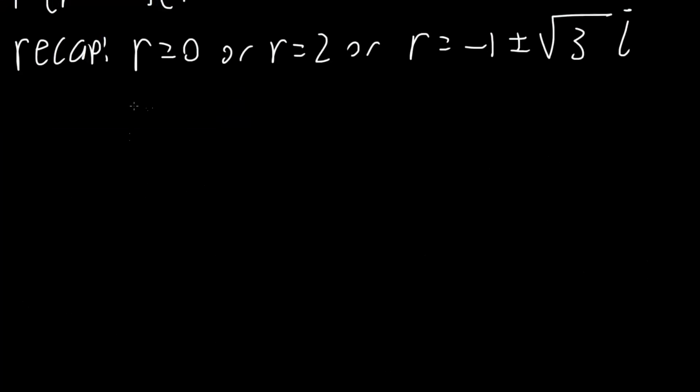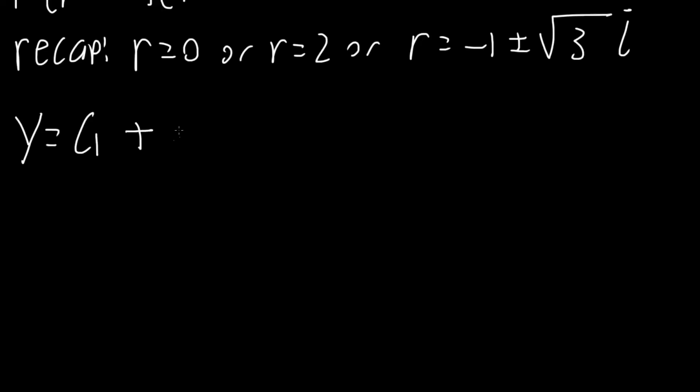And just to recap, we've discovered our roots were r is equal to 0, r is equal to 2, and r is equal to minus 1 plus or minus the square root of 3i. And so our general solution will be y is equal to c1e raised to 0t, which we know will be c1. So we don't need this because e raised to 0 is simply 1.